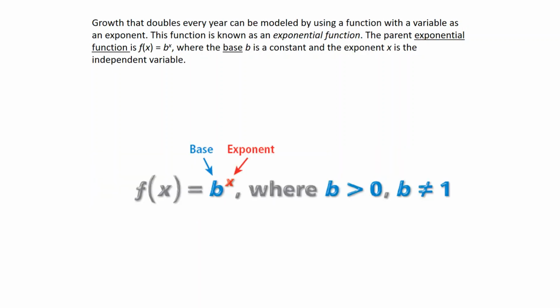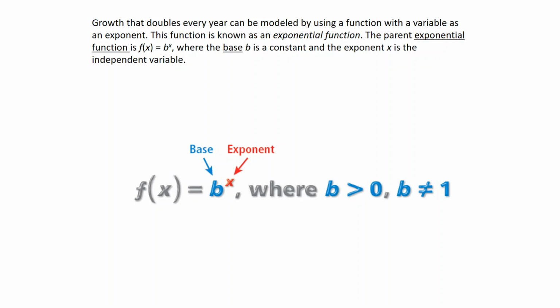Growth that doubles every year can be modeled by using a function with a variable as an exponent. This function is known as an exponential function. The parent exponential function is f of x equals b to the x power, where the base b is a constant and the exponent x is the independent variable. So this is different from what we've been doing before. So far we've had exponents and we've also had variables, but we've never had our exponent be the variable.